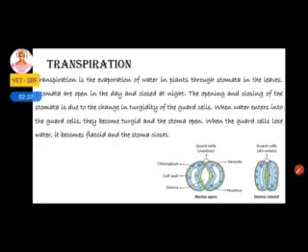This opening and closing of the stomata mainly depends upon the turgidity of the guard cells. Guard cells are the cells that surround the stomata. The turgidity of the guard cells aids in opening and closing of the stomata. When water enters the guard cells, they become turgid. As a result, the stomata will open. When the guard cells lose water, they become flaccid. As a result, the stomata close.